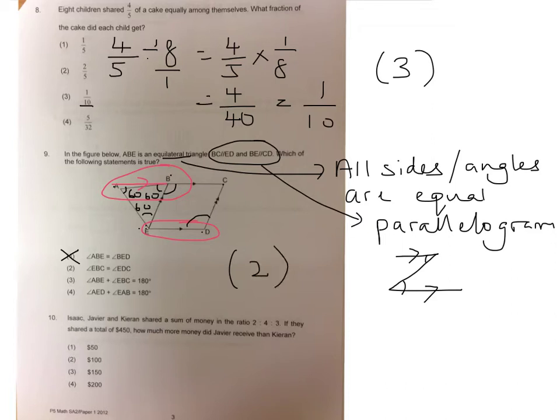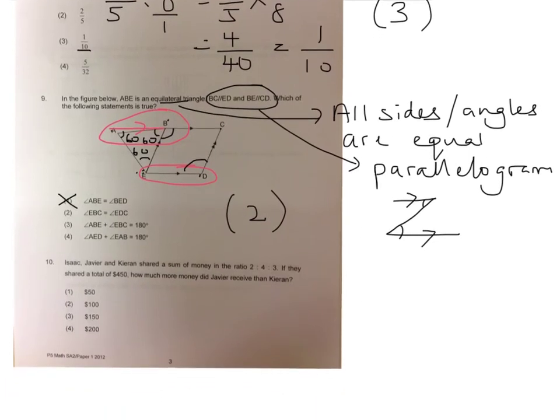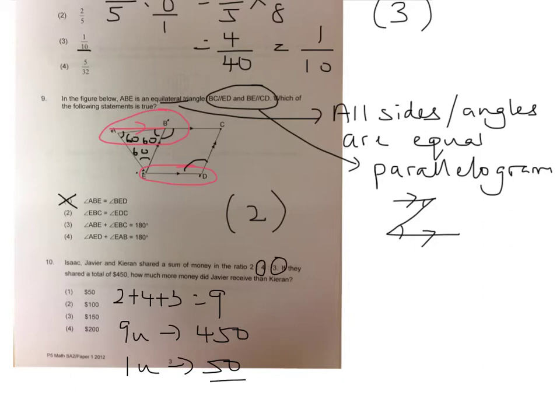2 is correct. Okay, we move on to question 10. Isaac, Xavier and Kieran share a sum of money in the ratio 2:4:3. If they share a total of $450, how much more money did Xavier receive than Kieran? Very simple. So you have 2 units plus 4 units plus 3 units, that will be 9 units. So 9 units will give me $450. 1 unit will be $50. Xavier is 4, Kieran is 3, that's only 1 unit. So 1 unit is $50. Question 10, your answer is simply 1.